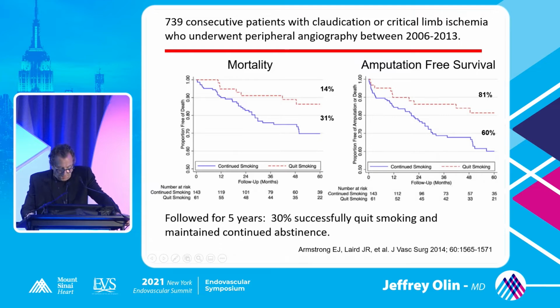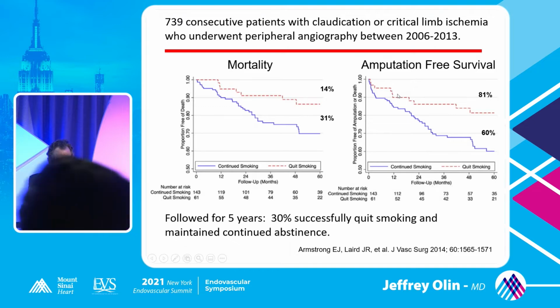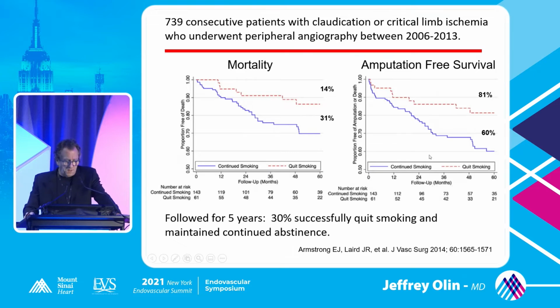Now, this is a study from Aaron Armstrong, who I think is on the agenda for later today. When he was at University of Colorado, he looked at over 700 consecutive patients with either claudication or critical limb ischemia who underwent peripheral angiography. There's two things he looked at. The first study looked at smoking. And this is mortality. You can see it's twice as great. And amputation-free survival is much less in those who did not successfully quit smoking. But in this study, now this is a VA population, only 30% successfully quit smoking and maintained abstinence.